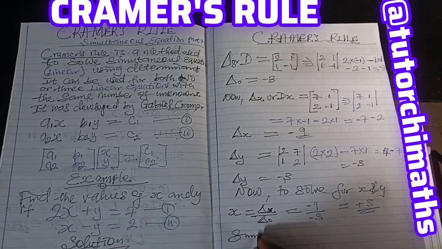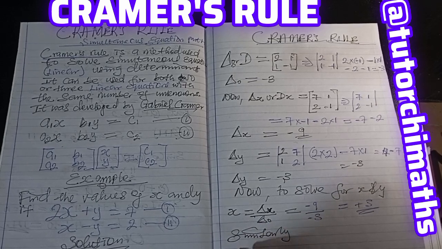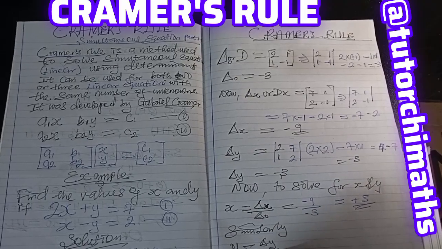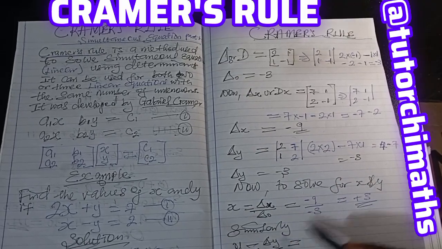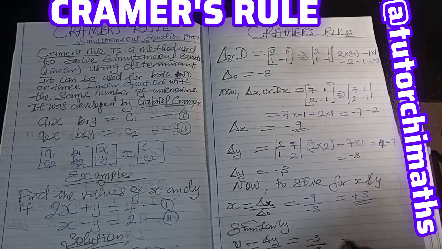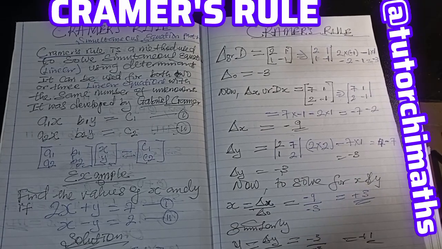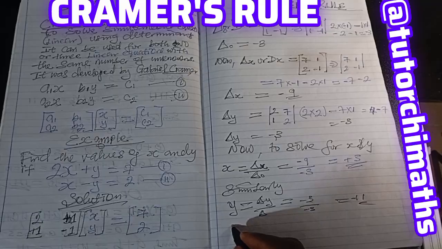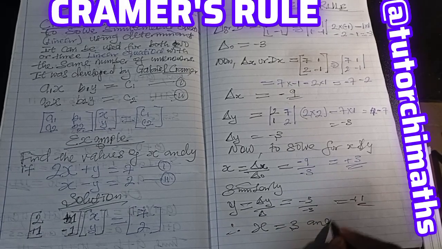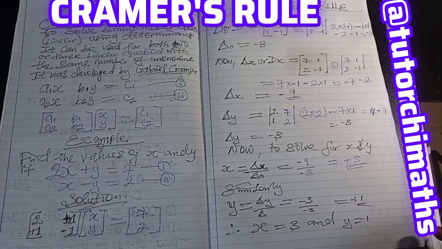Similarly, y will be change in y divided by change, which is our change in y, we have minus 3 divided by minus 3. This is positive 1. I can now say, therefore, x is equals to 3 and y equals 1.